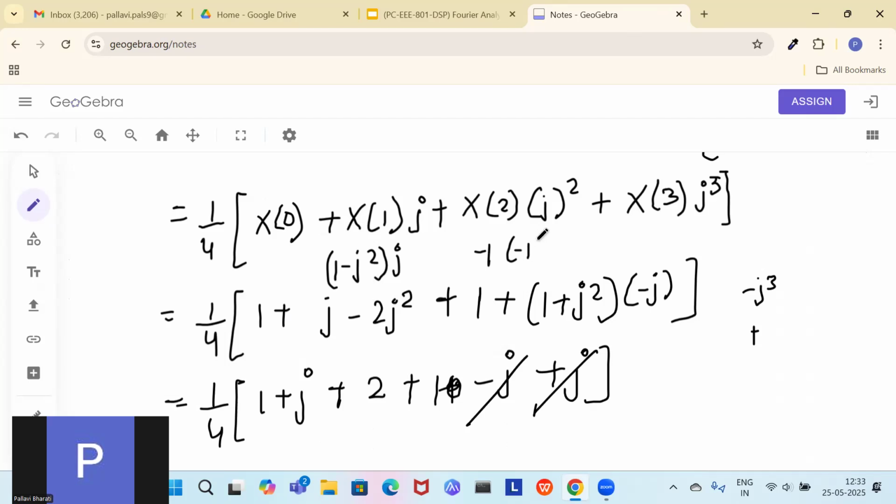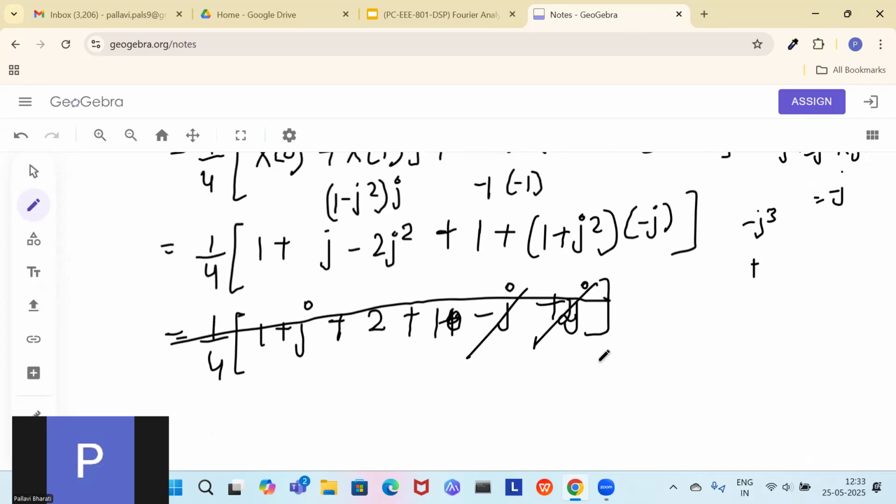Then x2 is my -1, and j square is -1. So it is +1. x3 is 1 plus j2 and this is j cube. So j cube is made of j square into j. So this is going to become -j. Now this is -j. This is j square into 2. Sorry, this was 2j. So here was the mistake.